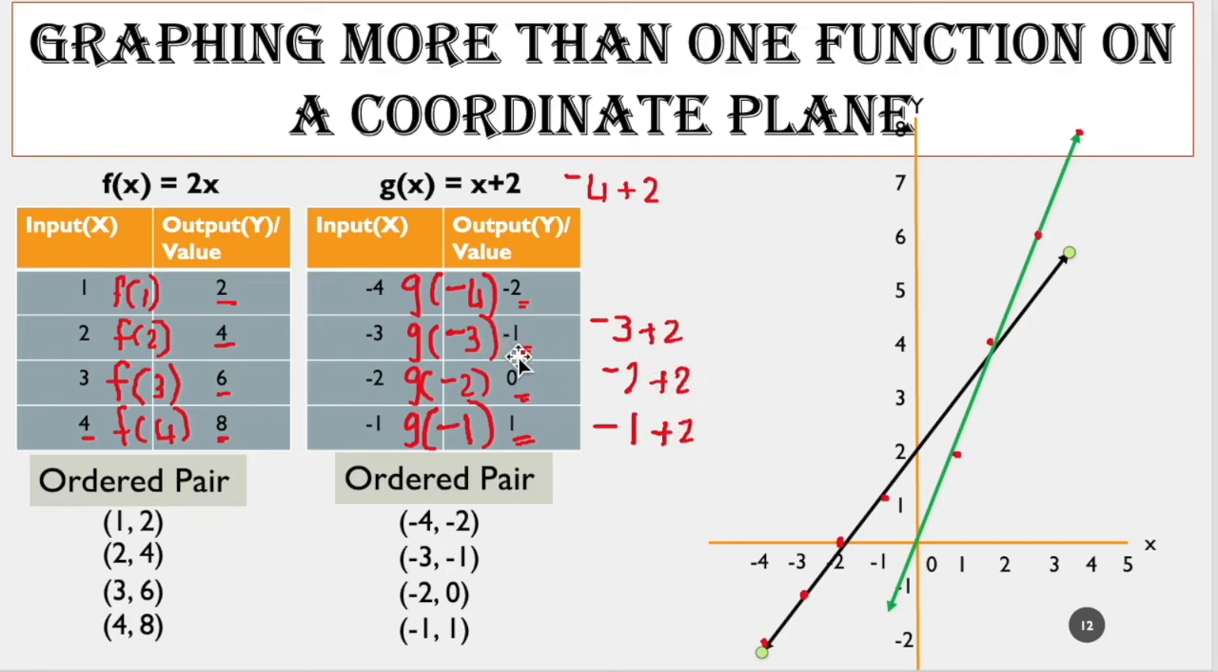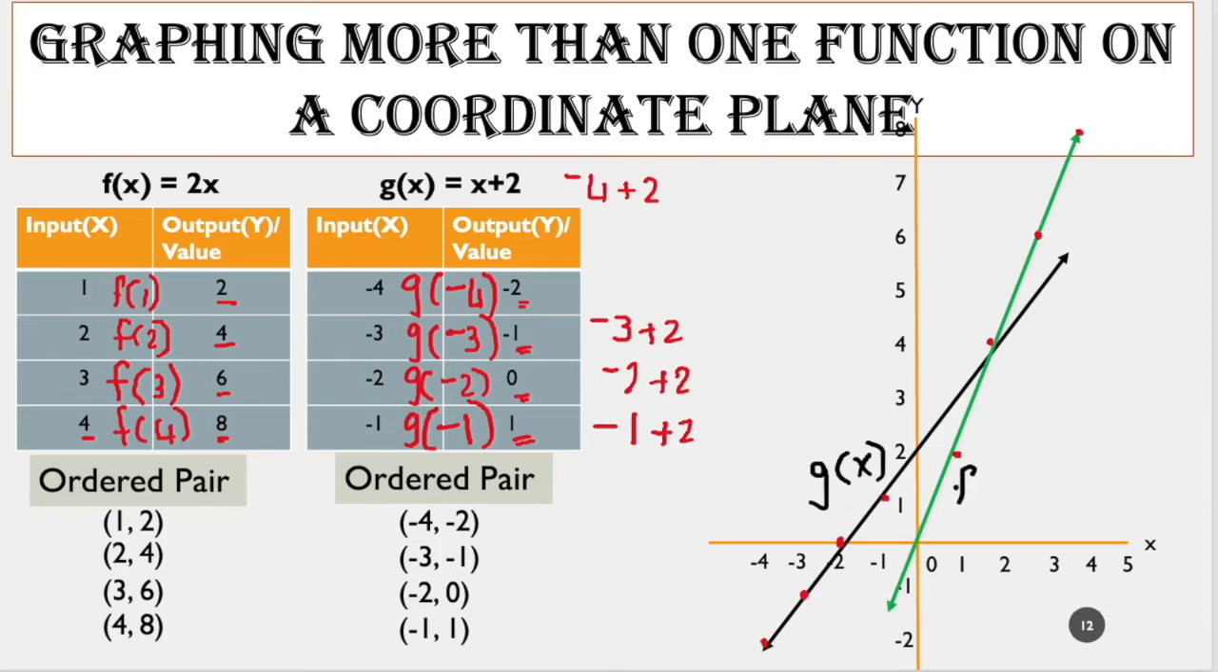So now we can name these graphs. So which graph is which one? Now we know. So this is the graph for g of x. So we write that as g of x. So now we know this is the graph of g of x and is defined by the rule g of x equals x plus 2.